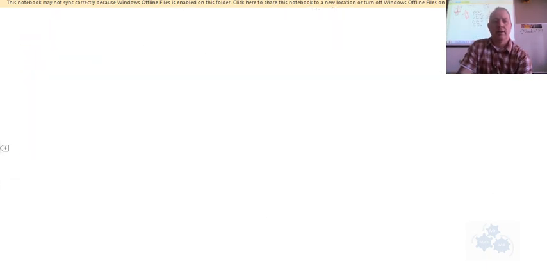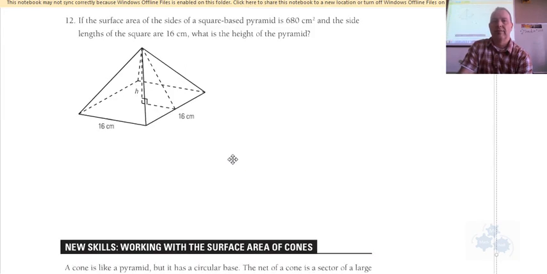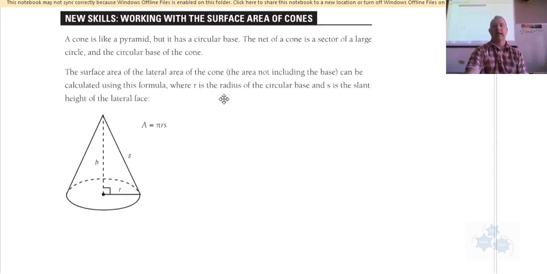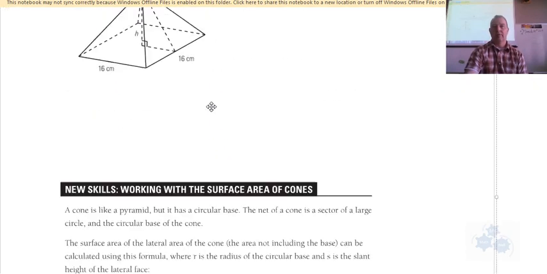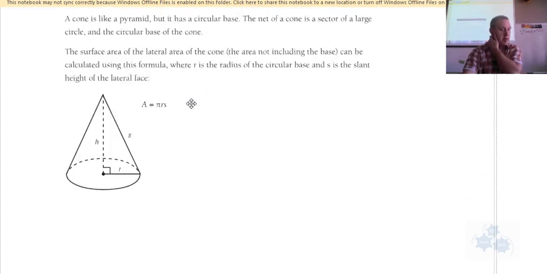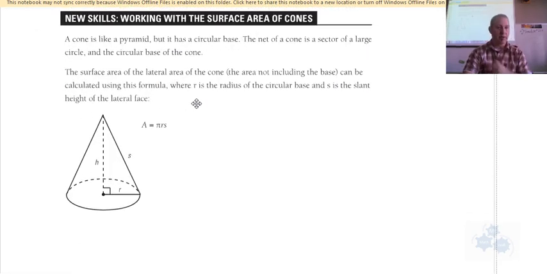I'll let you guys do number 12 on your own. Okay, so number 12, just set that aside. And I do want to talk to you about the surface area of cones here. This is the second part of our lesson, the surface area of cones, and this starts on your page 159. Again, just leave number 12 for now. I'll give you some time at the end of class to work on that.